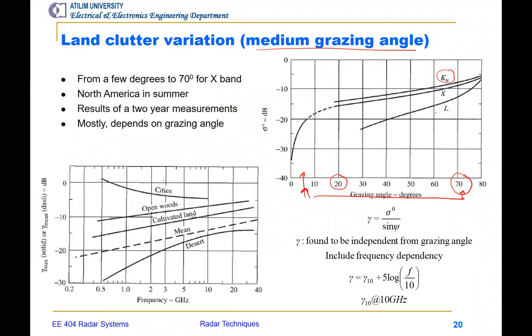For L band, on the other hand, it's starting from 30 degrees, goes up to 80 degrees, and it's again linear, although its slope is different from the Ku and X band. It increases suddenly after 70 degrees.